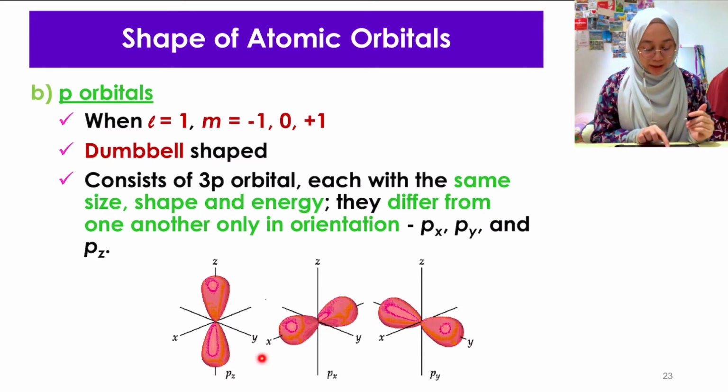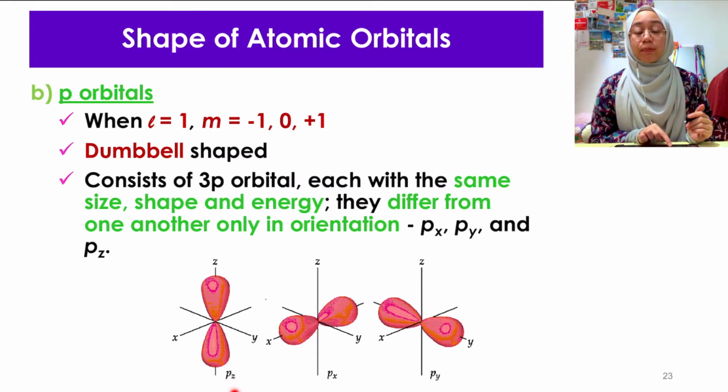So kalau kita tengok yang kiri sekali ni, it is pz. So pz means the orbital berada dekat atas paksi z. Okay, meanwhile px pula, the orbital, as you can see, it lies on the x-axis. Meanwhile y pula, it lies on the y-axis. Okay, so later on I'll show you how to draw this.